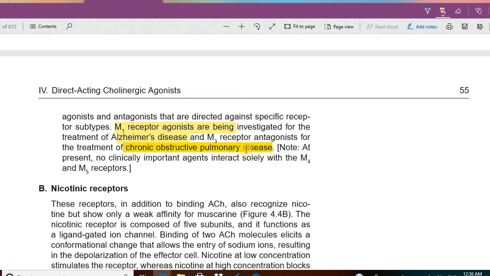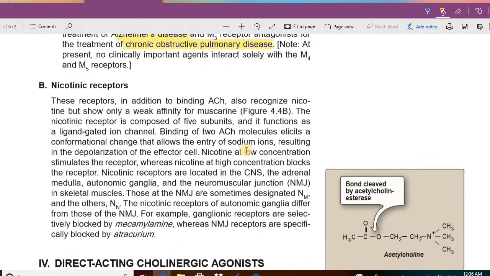So the next receptor is the nicotinic receptor. Nicotinic receptors, in addition to binding acetylcholine, also recognize nicotine but show only a weak affinity for muscarine. The nicotinic receptor is composed of 5 subunits. The muscarinic receptor is also composed of 5 subunits, and nicotinic too. And it functions as a ligand-gated ion channel.